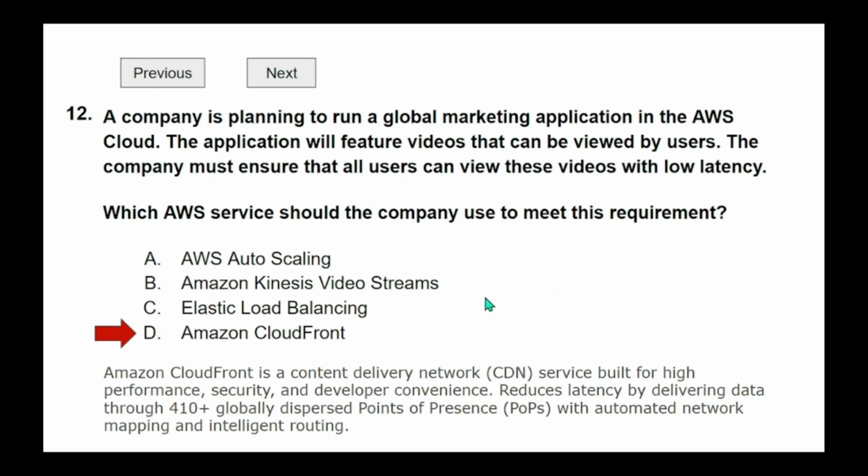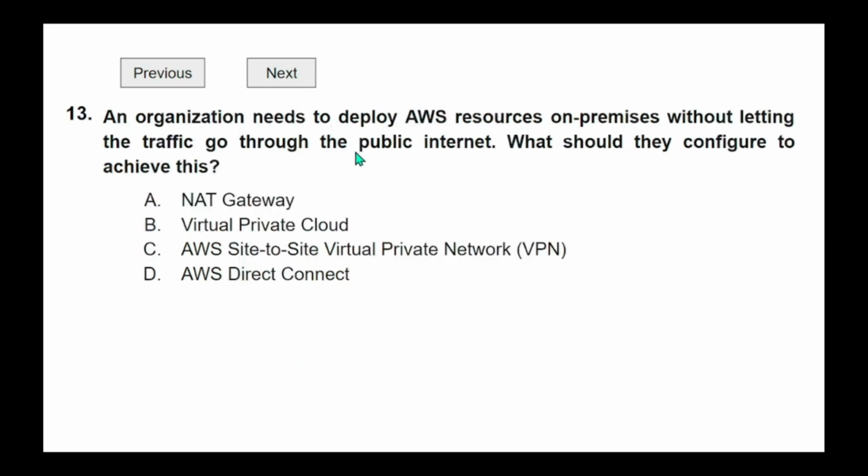Question 13. An organization needs to deploy AWS resources on-premise without letting the traffic go through the public internet. What should they configure to achieve this? Option A, NAT gateway. Option B, a VPC. Option C, site-to-site VPN. Option D, AWS Direct Connect.